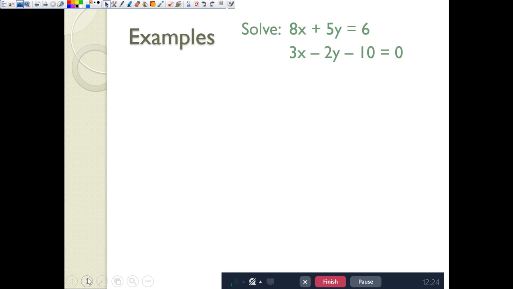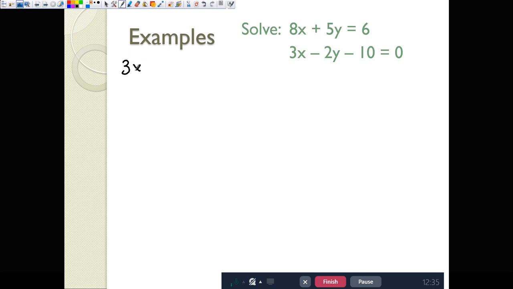0. Are both of them in the same format, standard form? No, for the bottom one, I need to add 10 to both sides. So I have 3x minus 2y minus 10 equals 0. I need to add 10 to both sides. That will be 3x minus 2y equals 10. Now they're both in standard form.